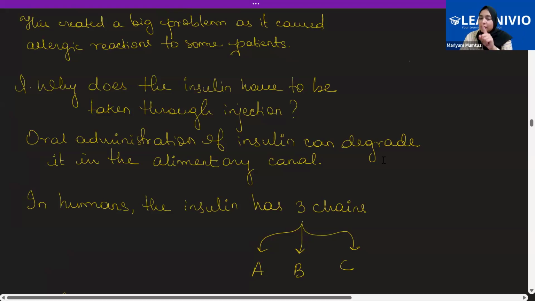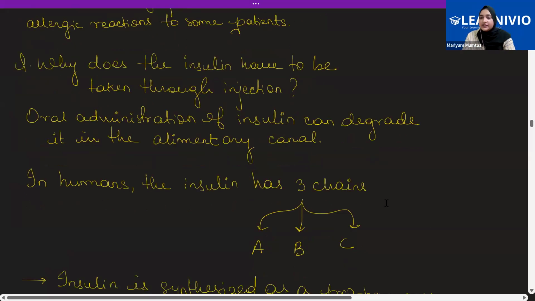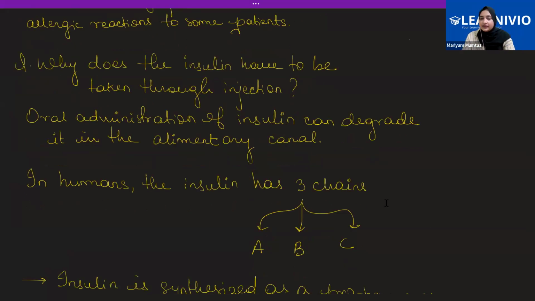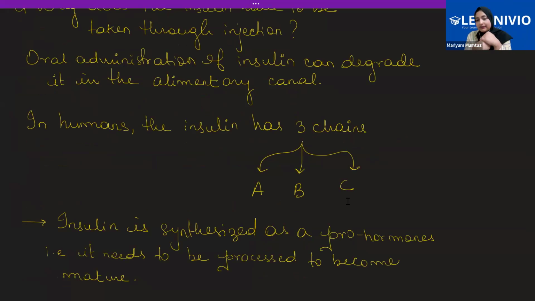Other than that, the reason that you people said, that through the bloodstream it is quicker, that's correct too. Okay. Now, in humans, the insulin is made up of 3 chains. Like we are going to the structure level of the insulin. So A, B, and C. 3 chains of insulin are there.